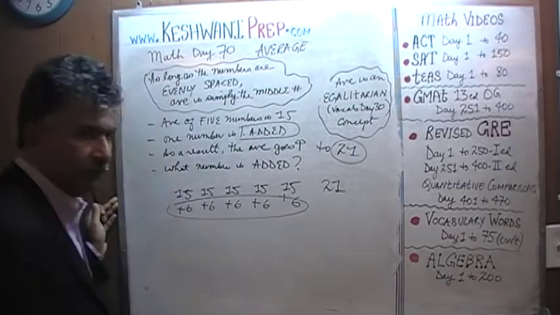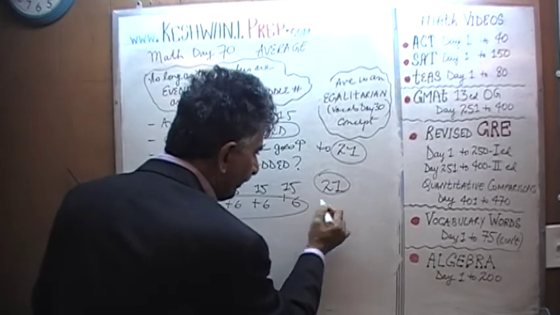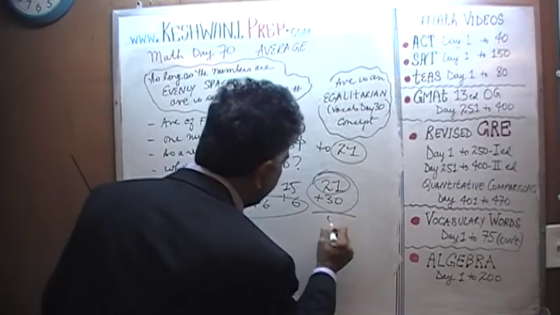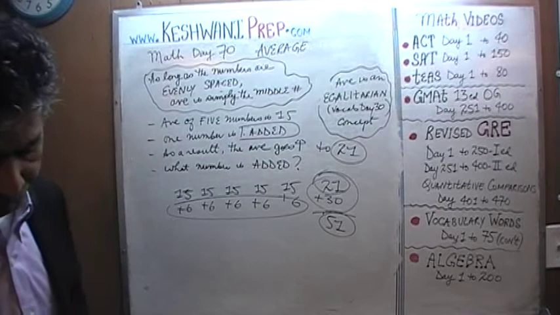We need to have 30 more dollars. So the new number we added must be the new average plus the $30 that we have to make up for. We must have added 51.